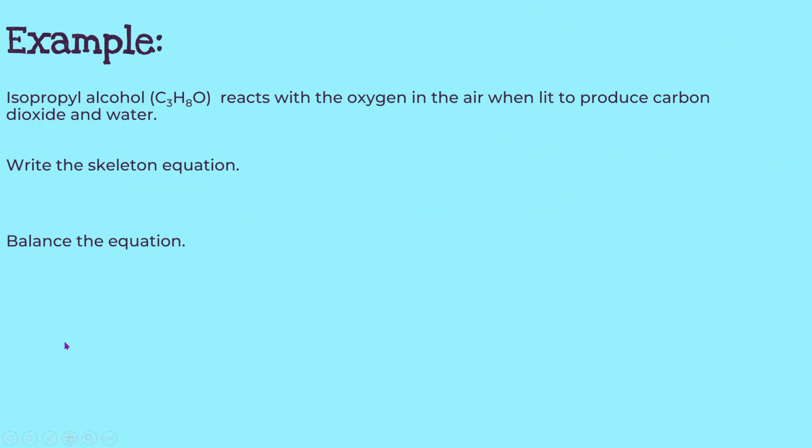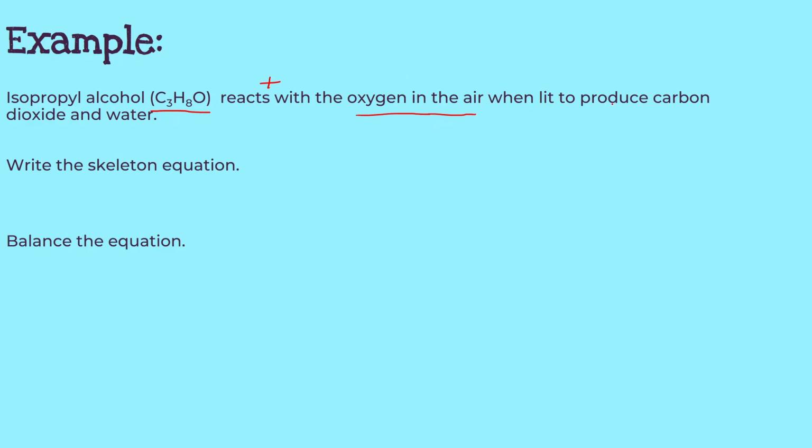So this very first example says isopropyl alcohol, C3H8O, reacts with oxygen in the air. And when it's lit, it produces carbon dioxide and water. So isopropyl alcohol, this would be my reactant 1. Reacts with means a plus sign. Oxygen in the air, there's my second reactant. That is my indicator that this is a combustion reaction.